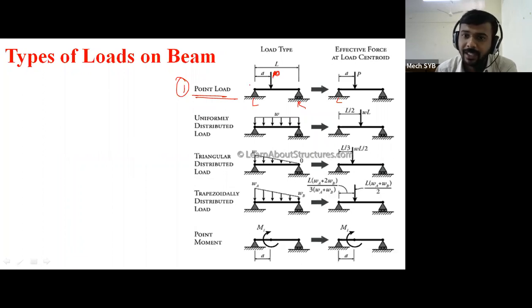Please keep in mind. See, this is the beam AB. Point A is present at the left side, point B is present at the right side. And one more point is present in between A and B, that is point C. At this particular point C, the P amount of load is applied, and that load is called a point load. Why is it called a point load? Because simple definition: the load which is applied at a particular point is called a point load.